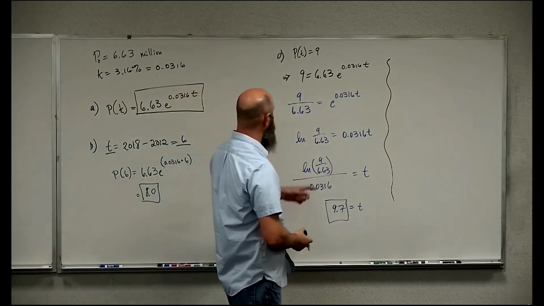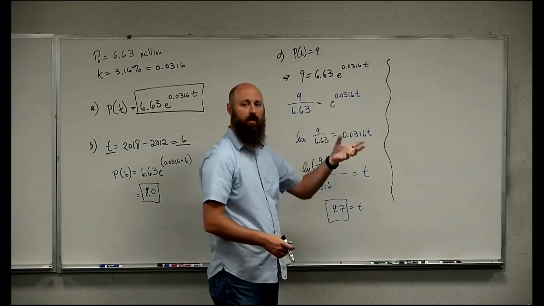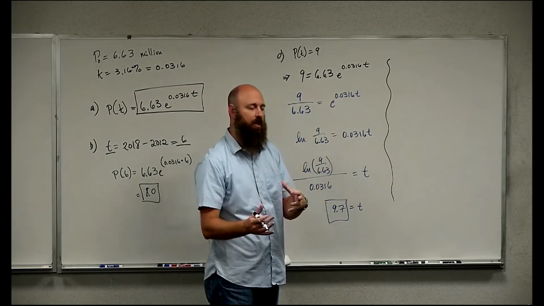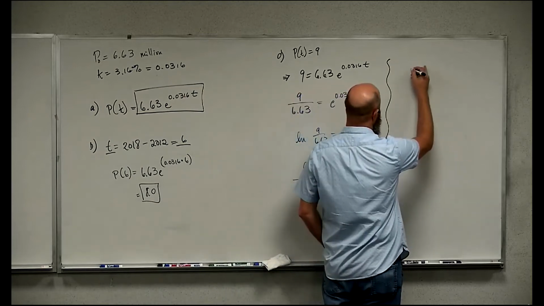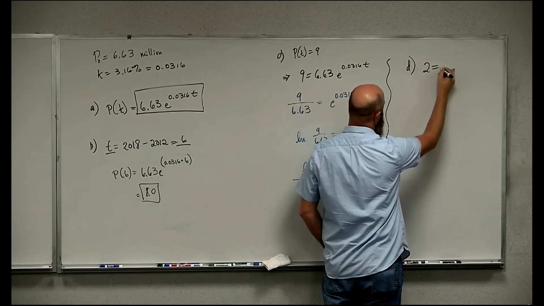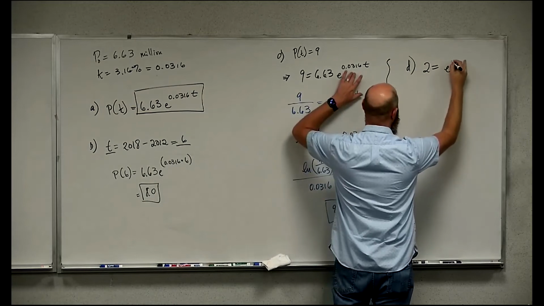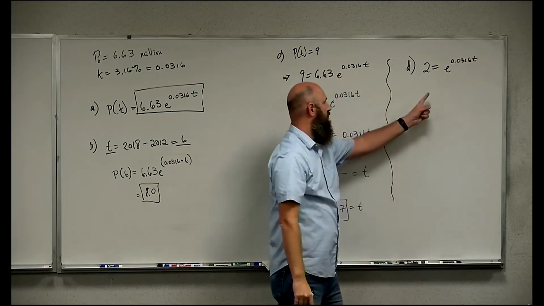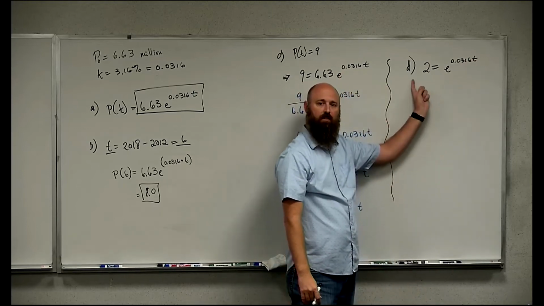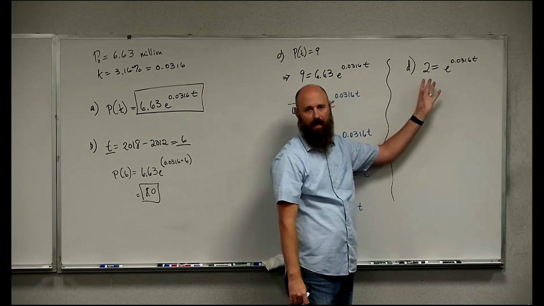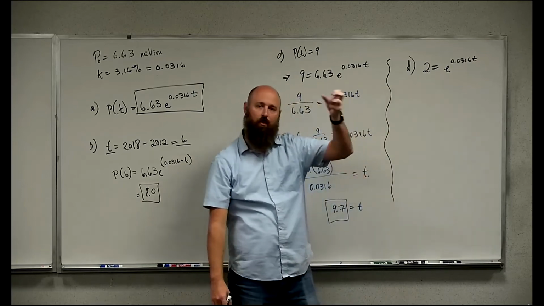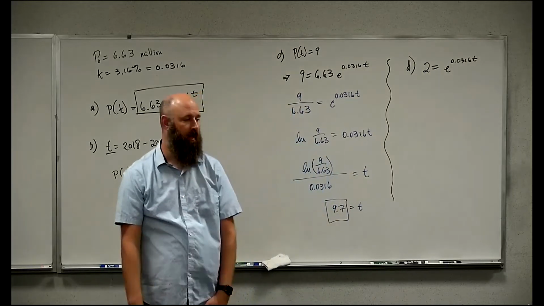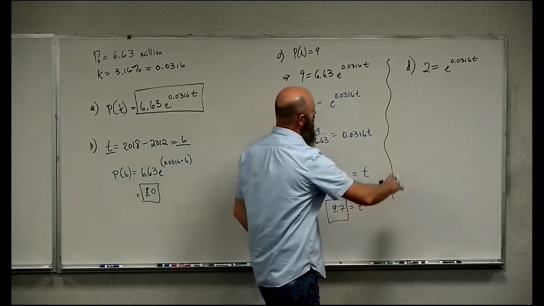And so instead of multiplying 6.63 and doubling it, what's going to happen after we reduce it, anytime you do your doubling time, you just do, so part D here, 2 equals e to whatever the original power was. Because no matter what this initial amount is, when I divide, I will get 2 every single time. So we're just going to use that little shortcut that says doubling time is this piece.